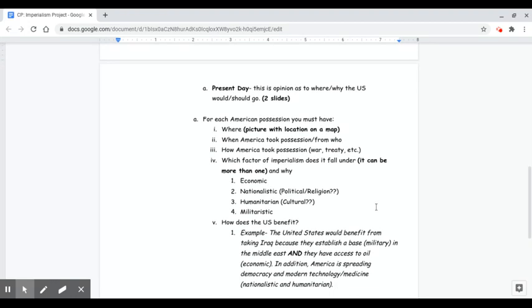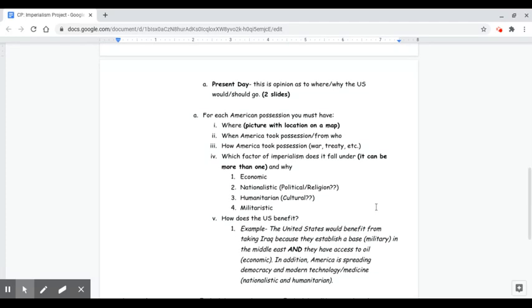In other words, let's say that we're discussing Iraq and you say that we took it over for economic and military reasons. You would then say the United States would benefit from taking Iraq because they establish a base, for militaristic reasons, in the Middle East, and they have access to oil, which would be economic. Furthermore, you could say America is spreading democracy and modern technology and medicine, which would be nationalistic and humanitarian.